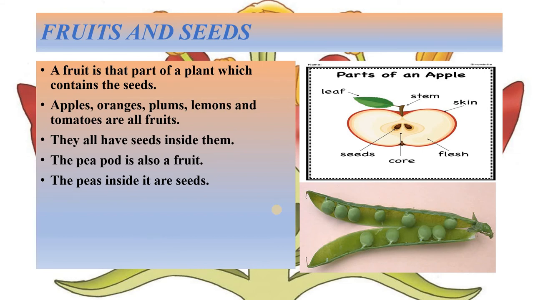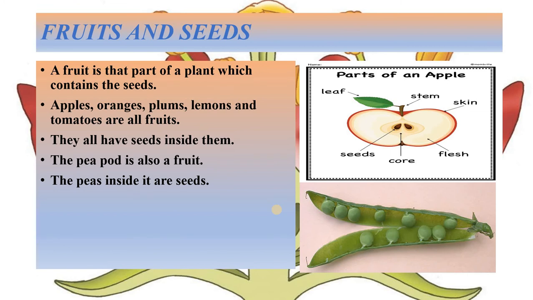Now, what is a fruit? A fruit is that part of a plant which contains the seeds. Example, you all have read in chapter number 1, like apple, oranges, plums, lemons, tomatoes, then if I say brinjal, apple, then mango, all these are what? All these are fruit. Lychees, they all have seeds inside them.